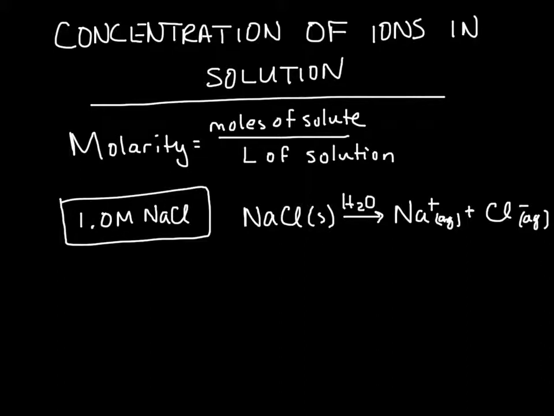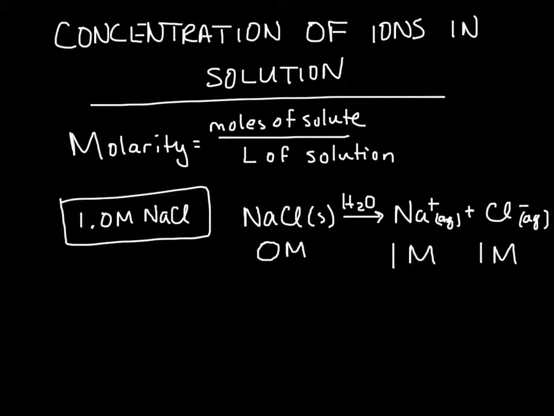Now, what that actually means, because it's been dissolved, because we've made the solution, is that all of our sodium chloride is dissolved into sodium ions and chloride ions. So we actually have 0 molar sodium chloride solid, but what it means is when this breaks apart stoichiometrically, we have 1 molar sodium ions and 1 molar chloride ions.